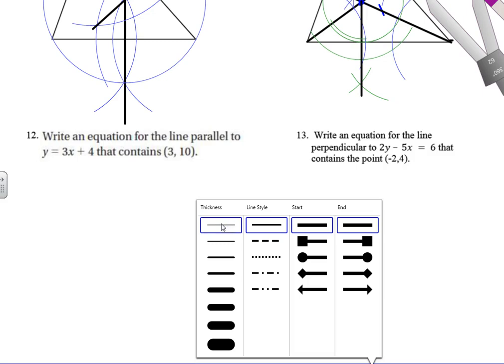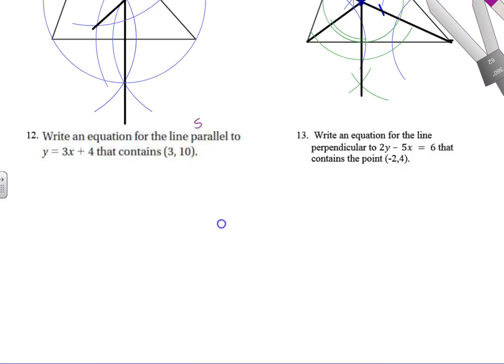Write an equation of a line parallel to y equals 3x plus 4 that contains this point here. Whenever I see parallel, I'm thinking same slope. So the slope of the given line is 3, meaning the parallel slope is also going to be 3. And our point, our x1, y1, has to go through that point.